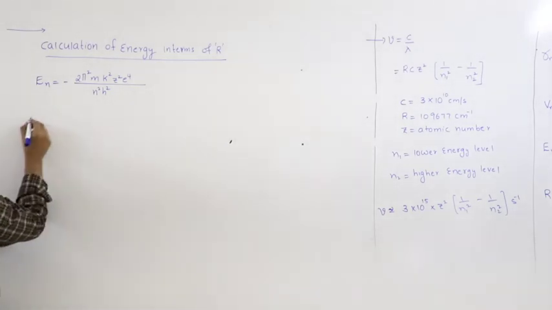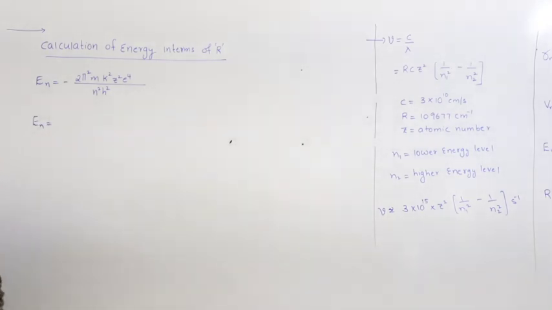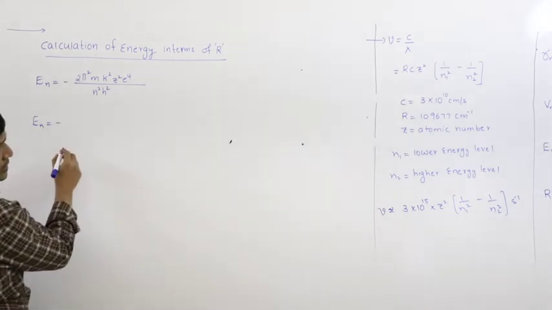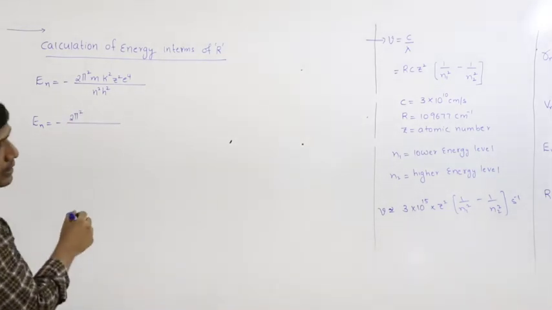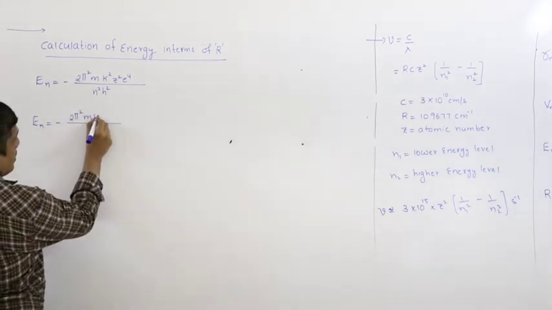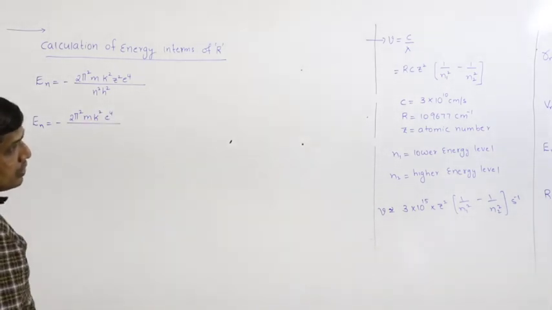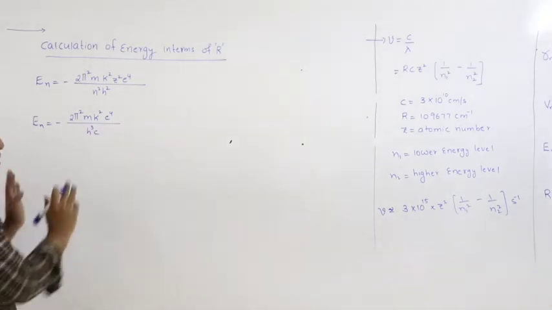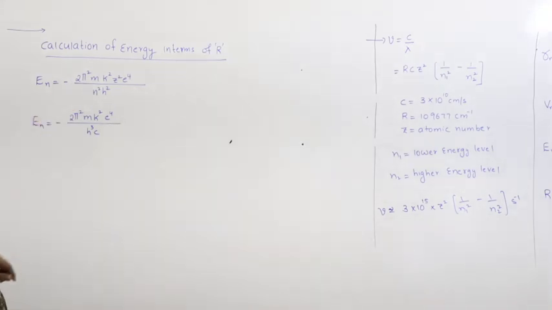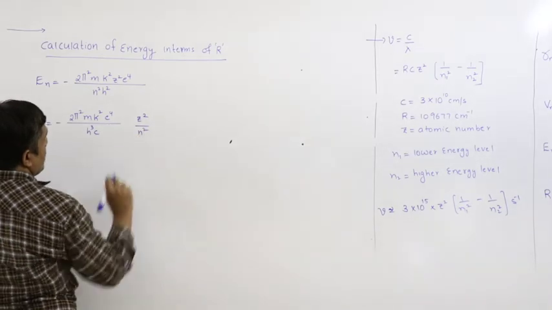So what I am doing is I will directly write, substitute Rydberg constant value, that is minus 2 pi square m k square e power 4 by h cube into c. Just I have substituted R value. So compare it with this, leftover is, and we have to write z square here by n square.